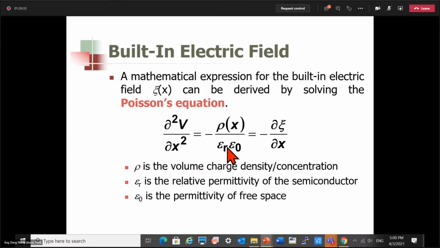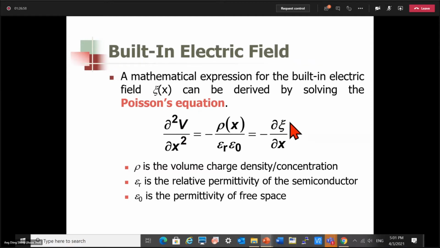Now, epsilon r is called the relative permittivity, and epsilon naught is the permittivity of free space. All right, so this is the Poisson equation, which we can apply to find the electric field or the built-in electric field. So essentially, you should also realize another fundamental relationship between voltage and electric field.